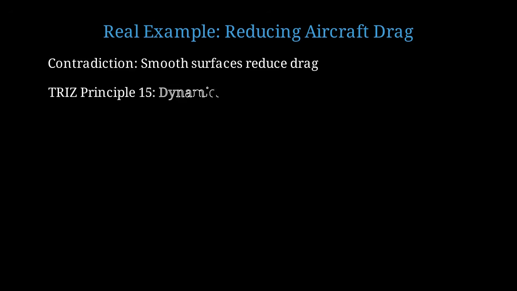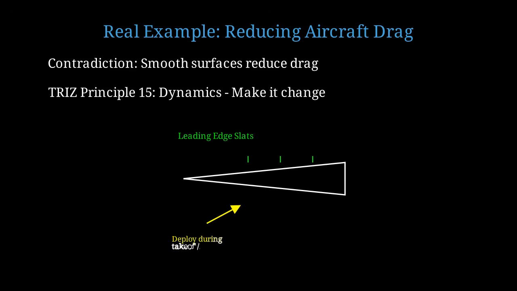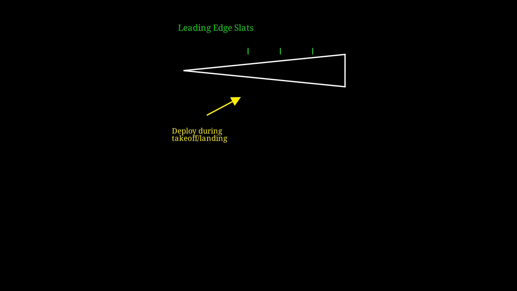The TRIZ matrix suggests Principle 15, dynamics. Make characteristics change to be optimal at each stage. The solution is leading edge slats and trailing edge flaps. During takeoff and landing when you need maximum lift, they deploy to increase wing area and curvature. During cruise at high altitude, where drag is critical, they retract to create a smooth, streamlined surface. The wing adapts dynamically to flight conditions.